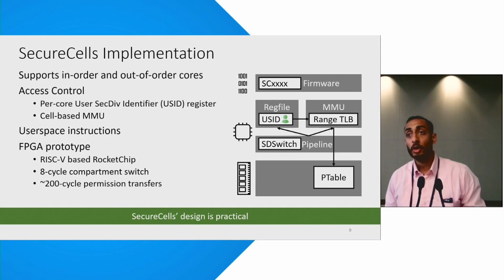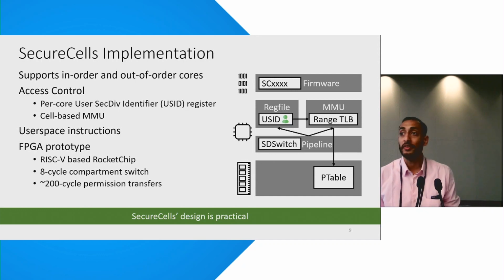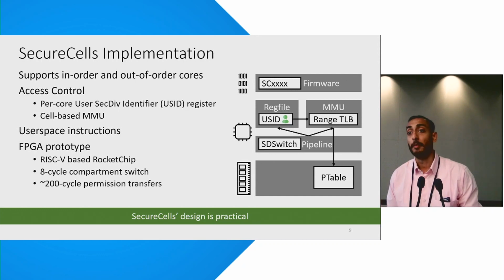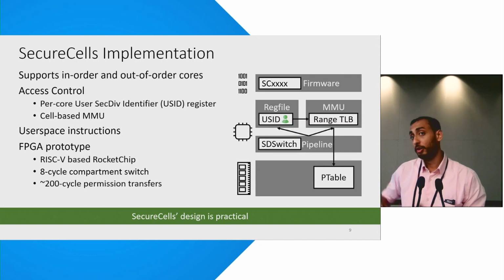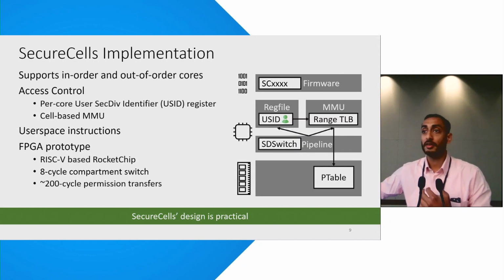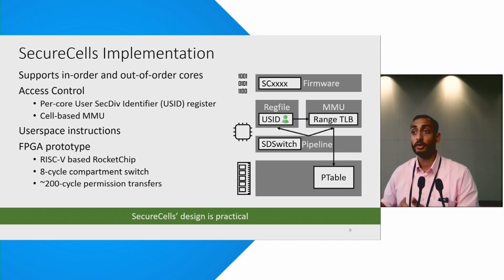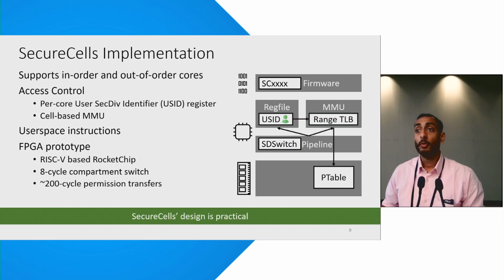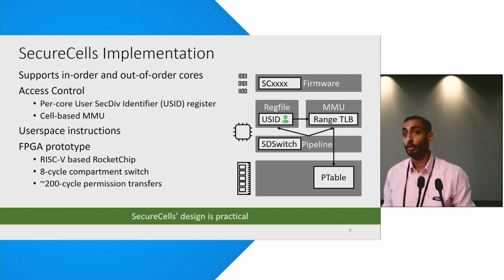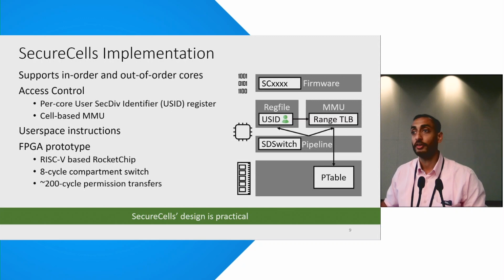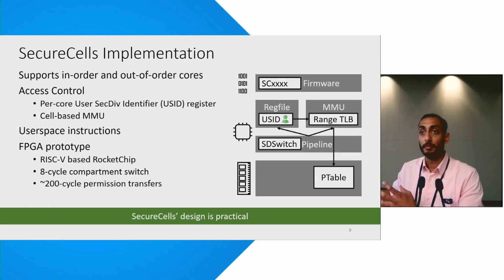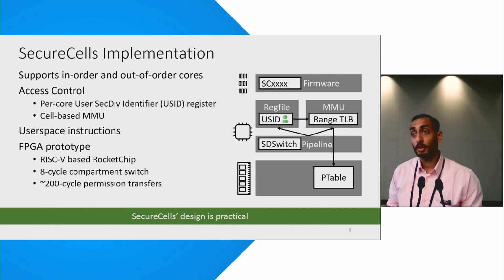chip. With this design, we were able to achieve 8-cycle switches between compartments, which, compared to microsecond-scale system calls, is about 3 orders of magnitude faster. We implemented permission transfers through firmware based on RISC-V trap and emulate, because Rocket chip is a very simple microprocessor-like design. This gives us around 200-cycle latency for permission transfers.